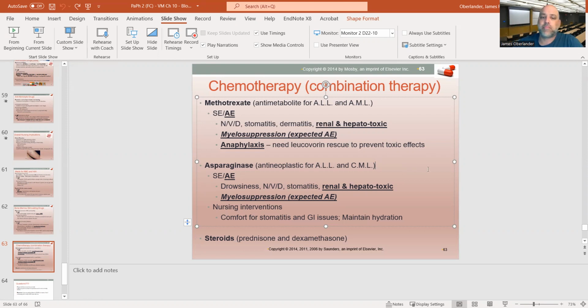And then there's steroids. Steroids are also immunosuppressing drugs, to some extent bone marrow suppressing drugs. And so they have some similar effects, but they're not quite as, I would say, potent in their myelosuppression.